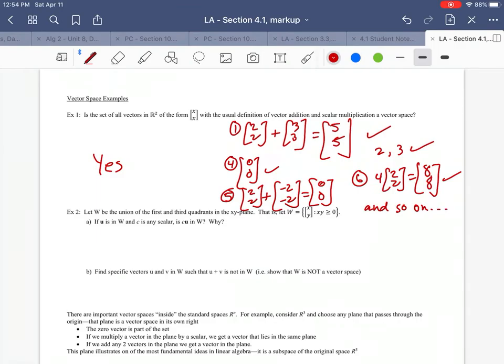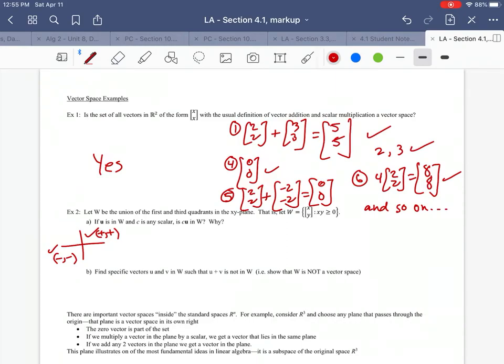So that's why they're saying the first and the third quadrant, because in the first quadrant, remember, you have 2 pluses for X and Y. In this third quadrant, you have 2 minuses. So we're trying to say if you multiply the numbers, you get a positive. So that's why they're talking about first and third quadrants.